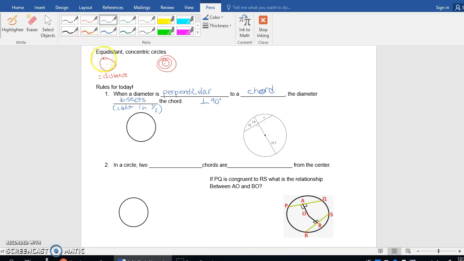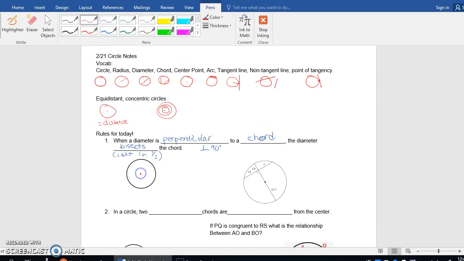Okay, so we can make the diameter, so it goes through a center point. And that's saying if this diameter is perpendicular to a chord, then we know that it bisects said chord. And the reverse is also true. The converse is also true.